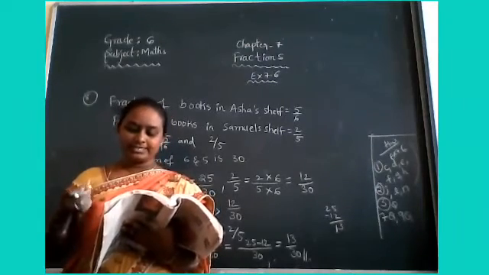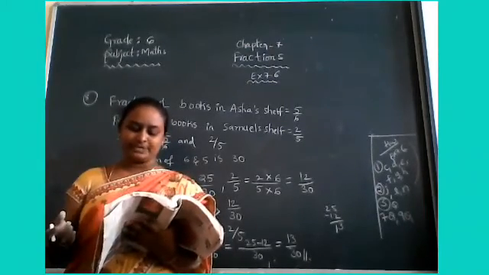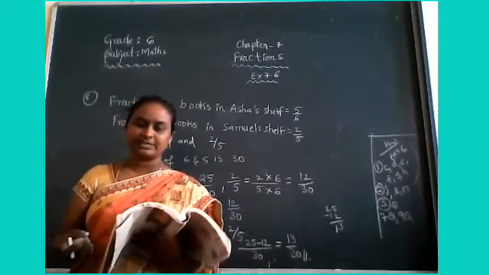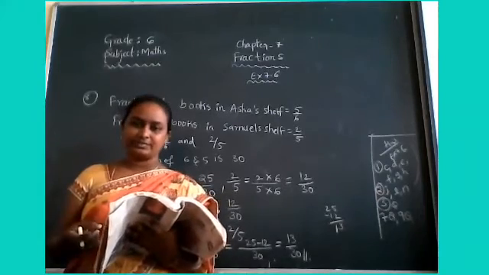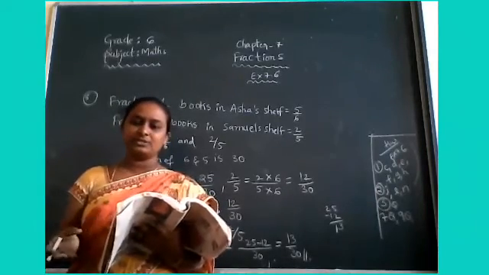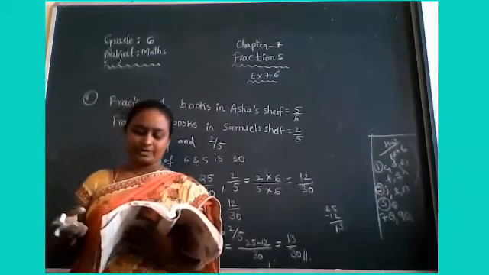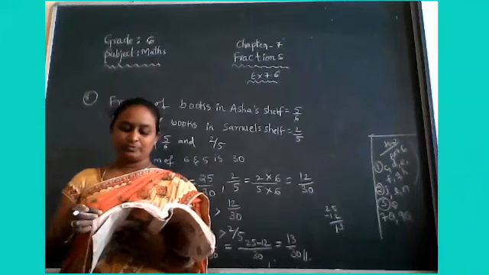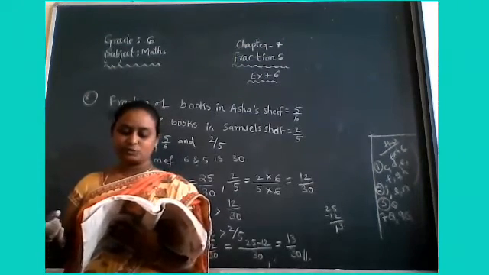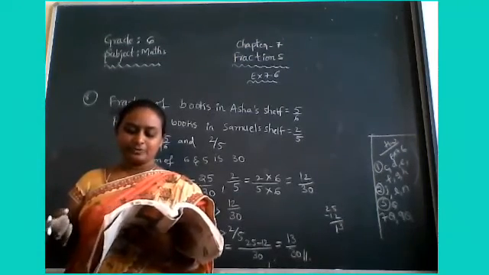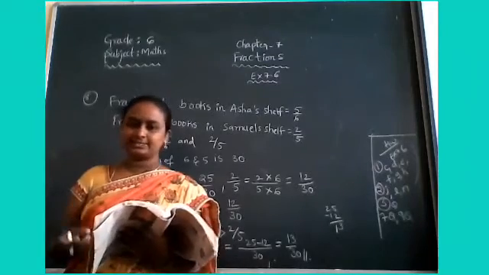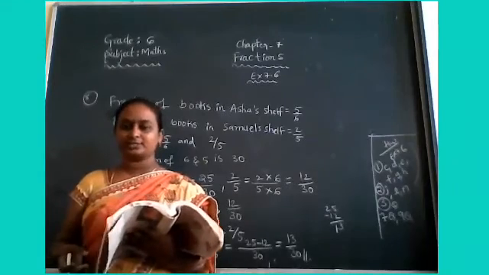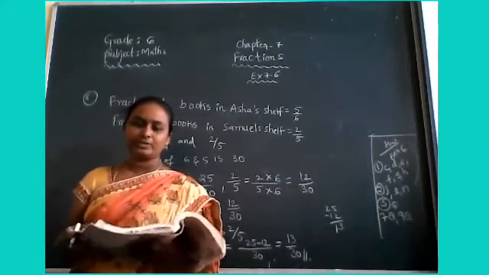Rahul takes 7 by 4 minutes to do the same. Who takes less time? Here you have to find the subtraction of these two fractions. Then after finding the difference, you have to write who took less time to walk across the school ground. This one I am giving you as homework. You have to do it yourself.